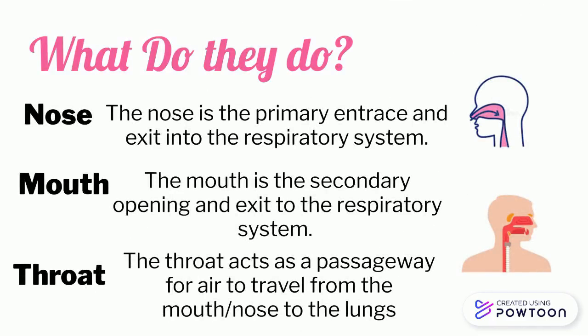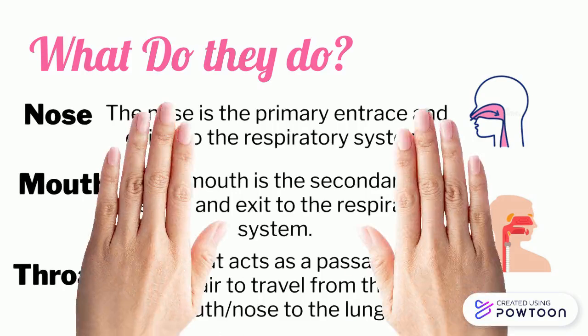of the body. So what do the parts of the respiratory system do? The function of the nose is the main entrance of the respiratory system, as this is where air is inhaled or exhaled. The mouth is a secondary entrance to the respiratory system and can also be used to inhale or exhale. The throat is the passageway between the nose or mouth to the lungs. It's also known as the trachea or windpipe. The trachea then splits into the bronchial tubes.